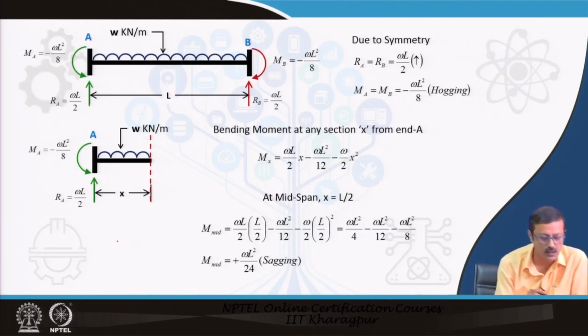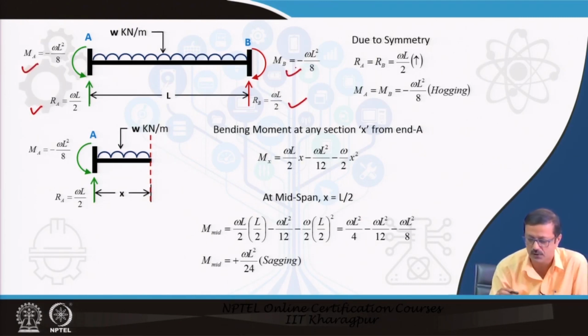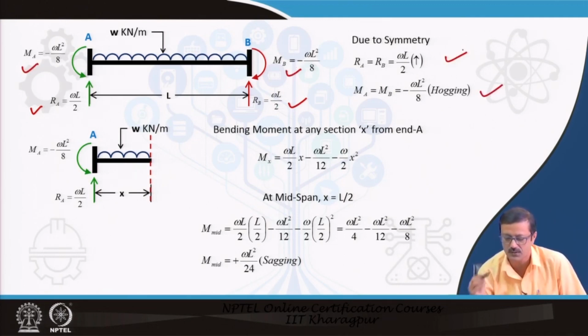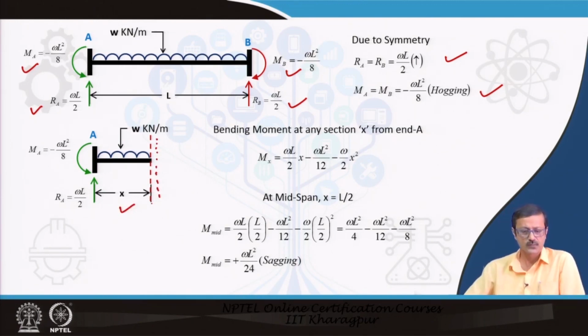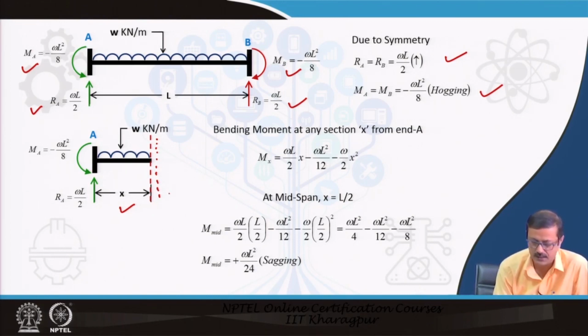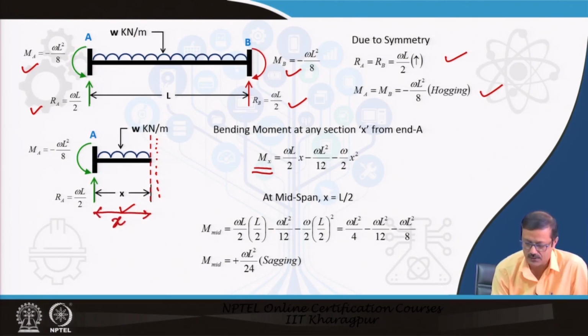Now I put all the values which I have just got, the RBs and the MA and MB, which both will be equal. I have written over here, due to symmetry these two have to be equal. Now, let us one after another find out the bending moments. What I did over here is take a section X from end A and try to find out how much the bending moment is at this particular dotted line, right. So, this Mx at this particular section is equal to WL by 2 into x. This WL by 2 is a reaction. So, this is into x, minus WL square by 12.